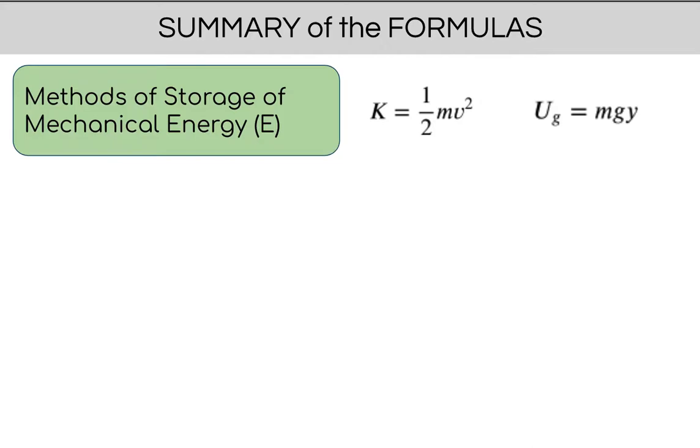So the two types of energy that we're going to be able to calculate right now are kinetic energy and gravitational potential energy. These are methods of storing what we call mechanical energy. Later on, we'll add one more, which will be the elastic potential energy.